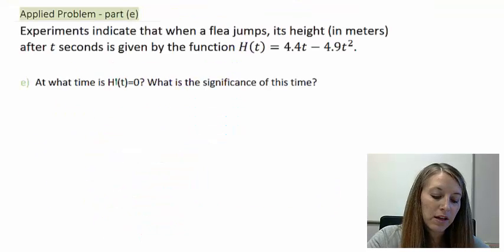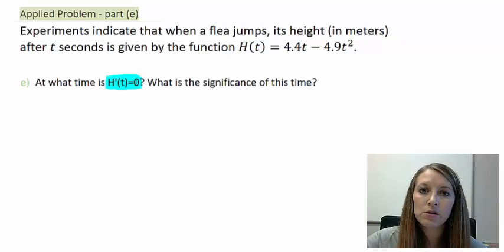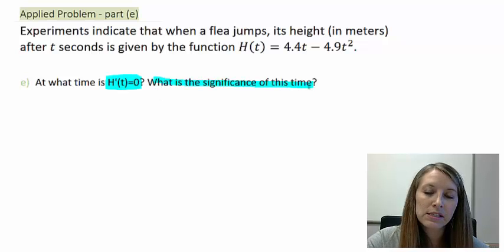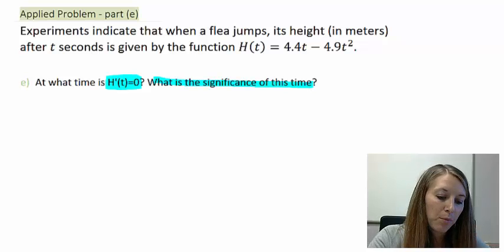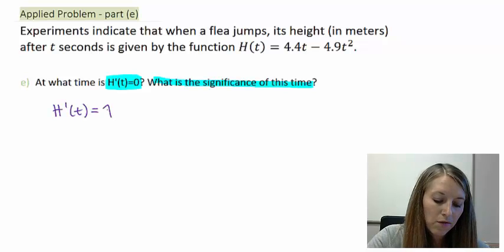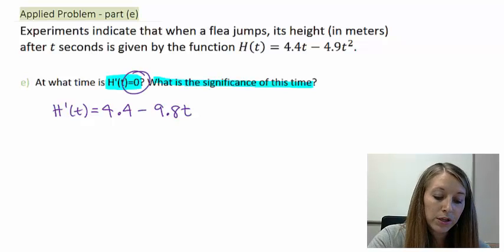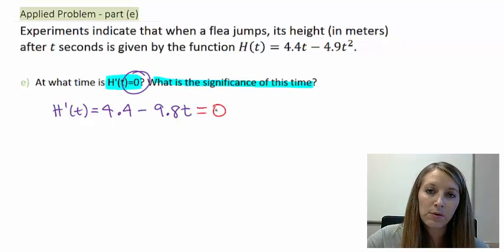This part specifically asks, when is h prime of t equal to 0? Well, that's easy. We can do the math of that, no big deal. The harder question probably is what's the significance of that time? Well, let's do the math first, and then we'll fit in the applied part. We came up with h prime of t equals 4.4 minus 9.8t. So if we want to know when it is equal to 0, we just set it equal to 0.